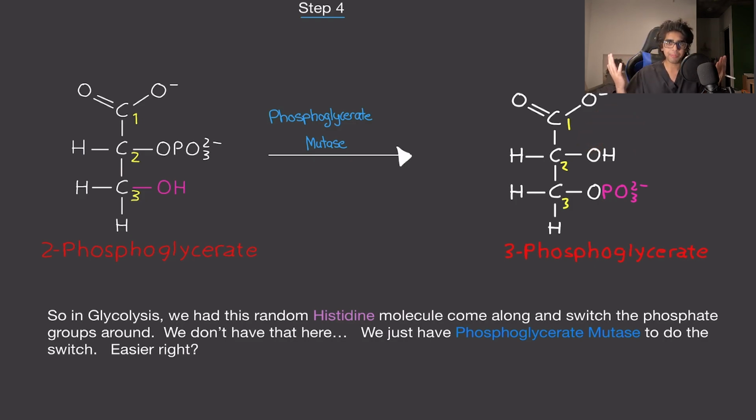It's pretty straightforward. So yes, there's no histidine molecule like in glycolysis. That's one of the key differences. We're actually using an enzyme here called phosphoglycerate mutase. So it's pretty easy. And that is it for this video.